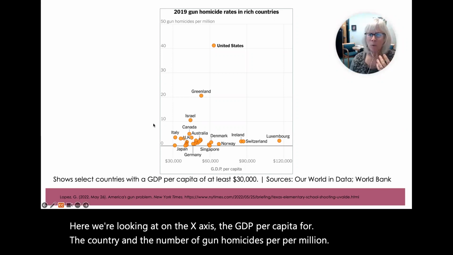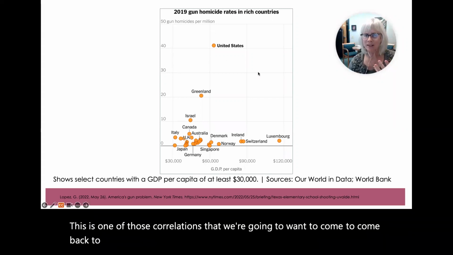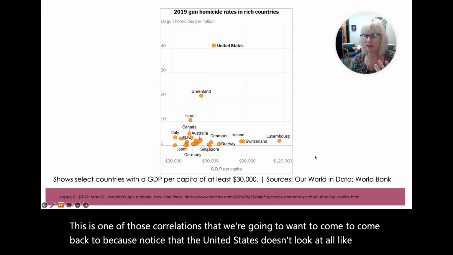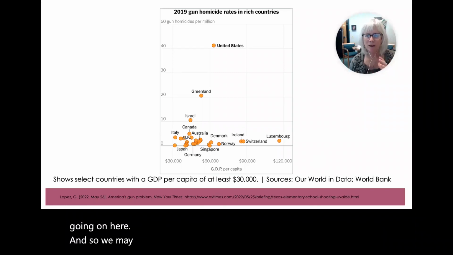This is one of those correlations that we're going to want to come back to, because notice that the United States doesn't look at all like what's going on here. And so we may want to think about that differently.